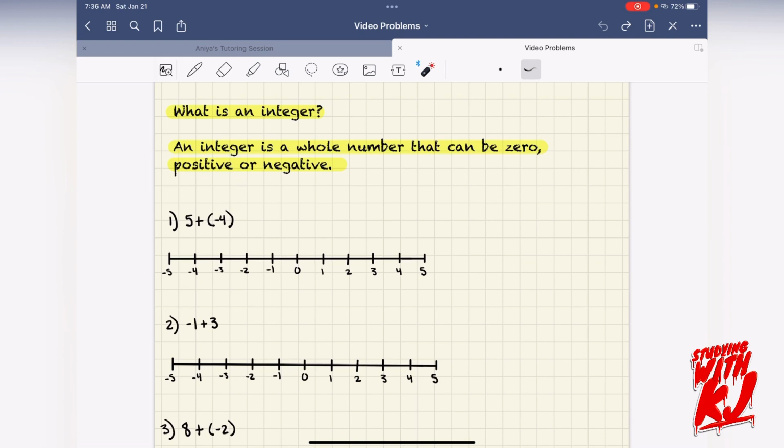So our first problem says 5 plus negative 4. So we start off at 5 right here. And then being that we're adding negative 4, when you're adding a negative on the number line, that means you go to the left 4 times. So 1, 2, 3, 4. And when we go to the left 4 times, we land on 1. So that means that our answer is 1. So 5 plus negative 4 is equal to 1.